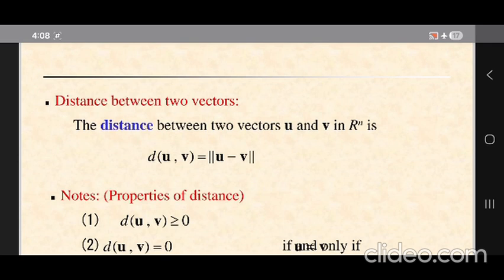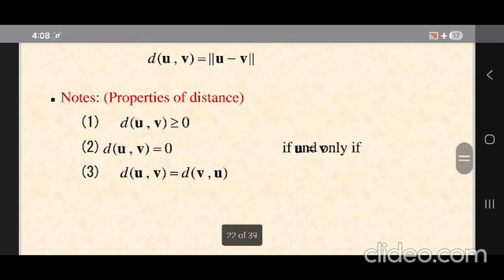Distance of two vectors. The distance between two vectors u and v in R^n is d(u, v), where d means distance. d(u, v) equals the norm of u minus v. Properties of distance: d(u, v) is greater than or equal to 0, only a positive value. d(u, v) equals 0 if and only if u equals v. And d(u, v) equals d(v, u).